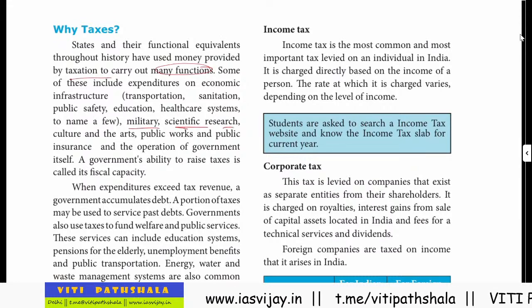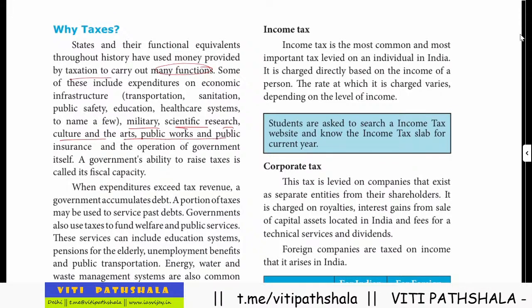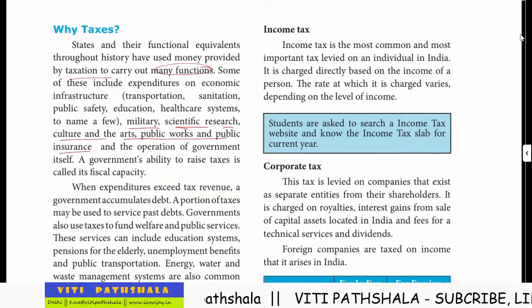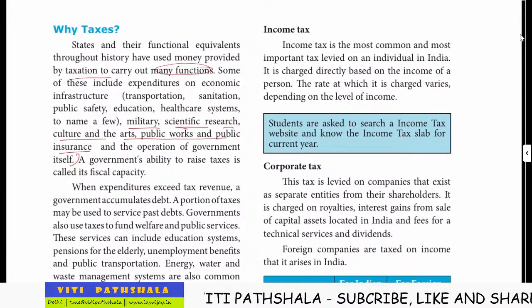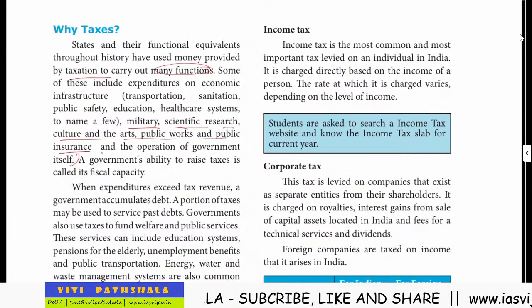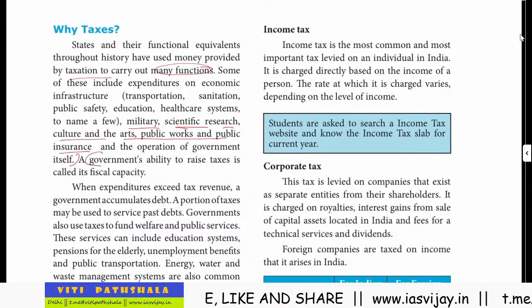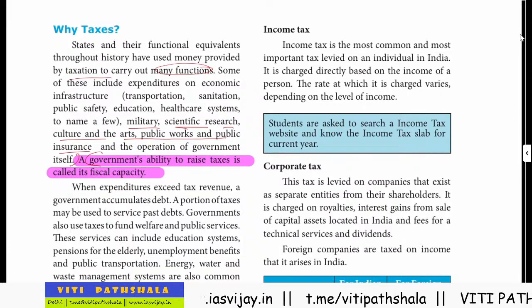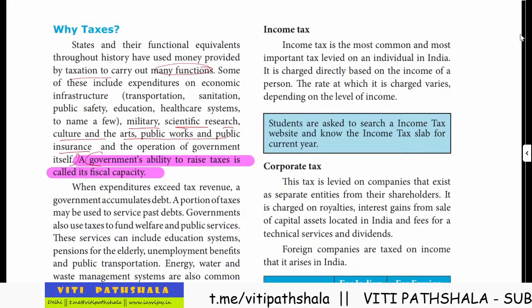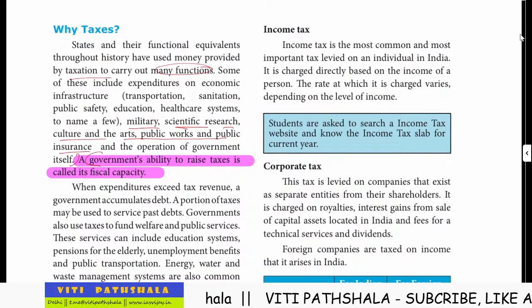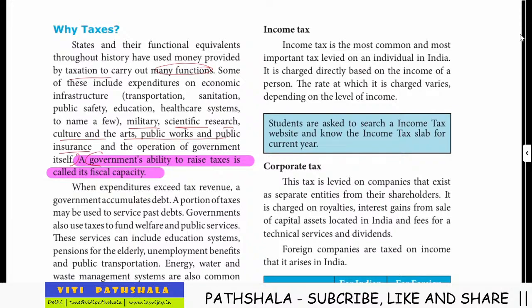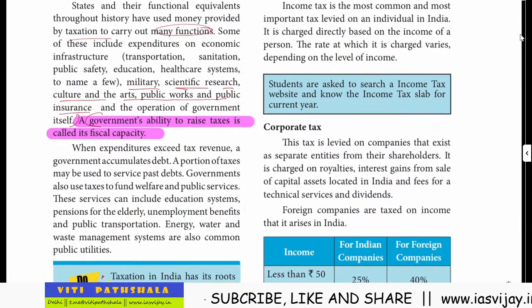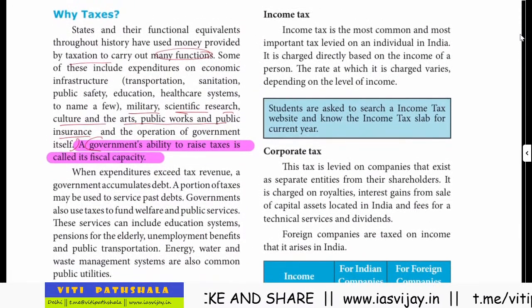Military, scientific research, culture and the arts, public works and public insurance, and the operation of the government itself. Now this statement is new and important. The government's ability to raise the tax, we call that fiscal capacity, that is the government's fiscal capacity. Now, when expenditure exceeds the tax revenue, a government accumulates debt.